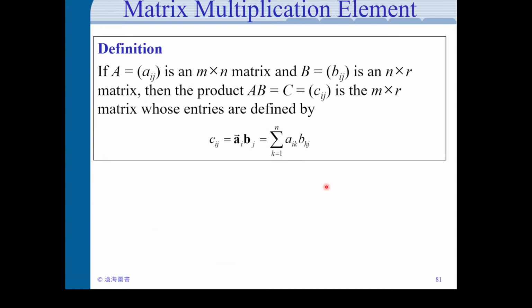And here we have a more mathematical definition. If matrix A has elements a_ij and matrix B has elements b_ij, and we multiply them together to become matrix C with elements c_ij, then c_ij will be this i-th row vector of A multiplied with this j-th column vector of B, which means summation over k of a_ik times b_kj.